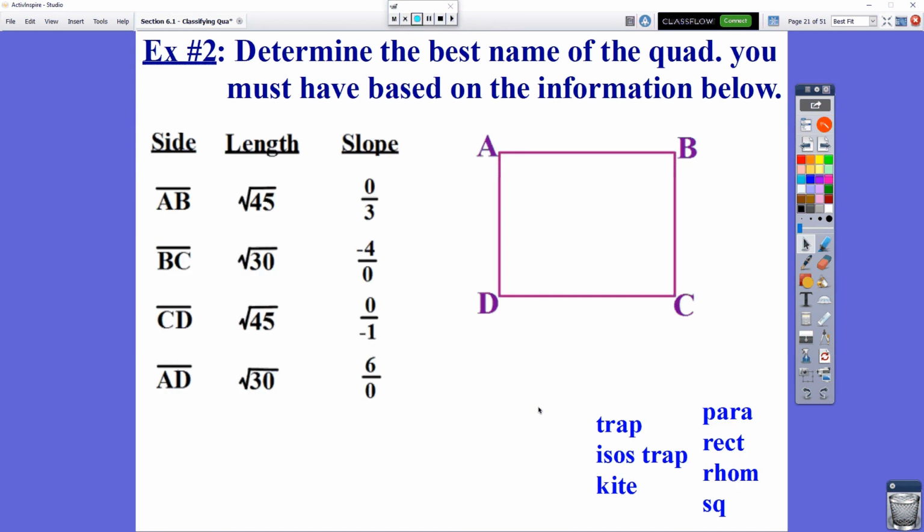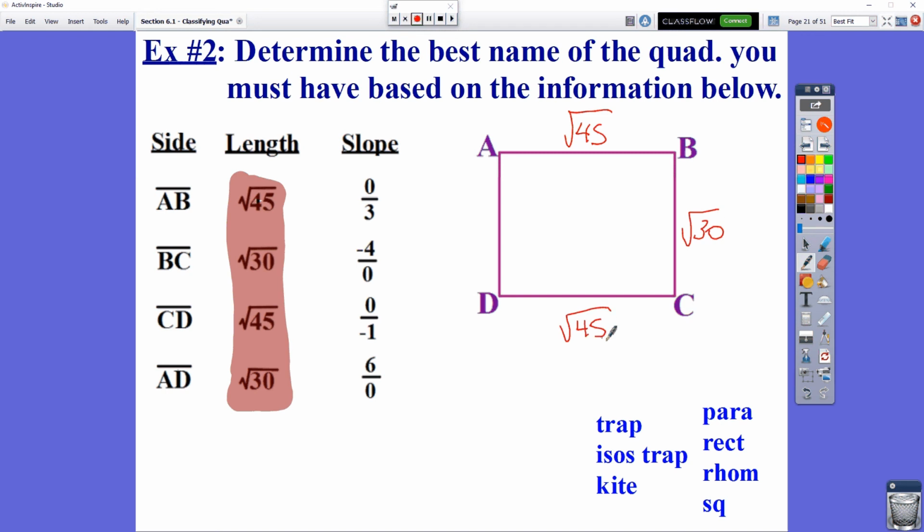All right, second example here. So again, let's first take a look at lengths. All right. So AB up here, square root of 45, cool. BC, square root of 30, awesome. CD, square root of 45, fantabulous. And AD, the square root of 30, exemplary. How'd you like those adjectives? Weren't they fun? So are there any shapes that we can throw out the window here?